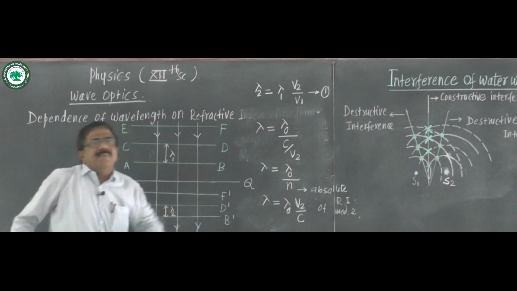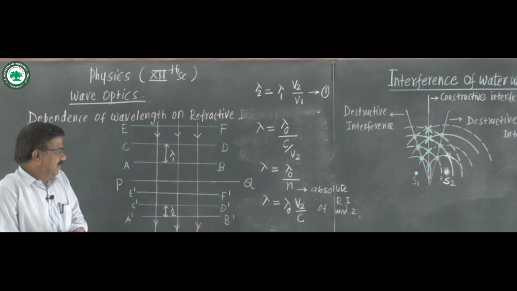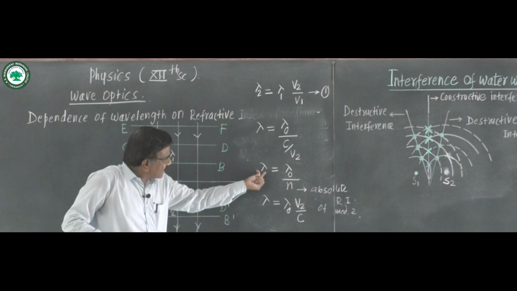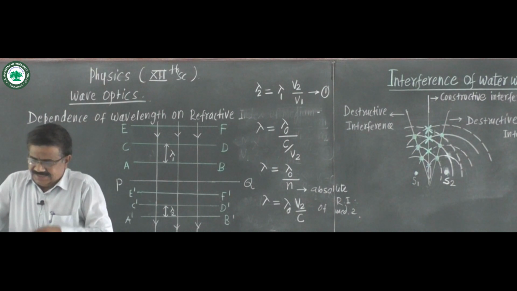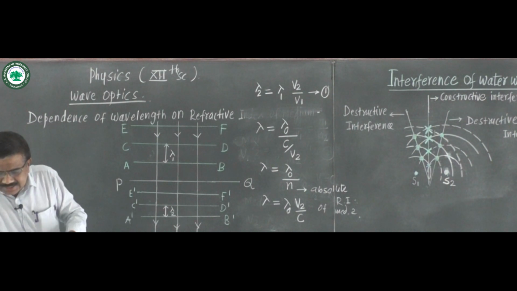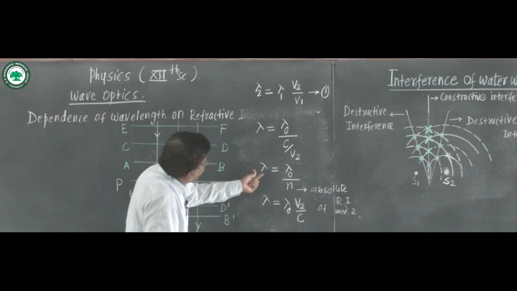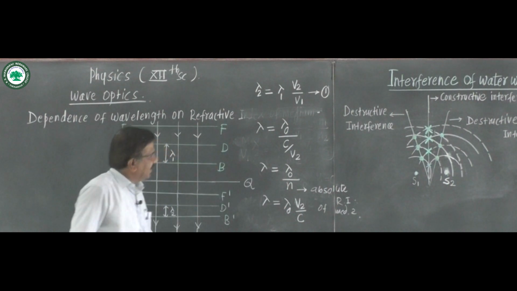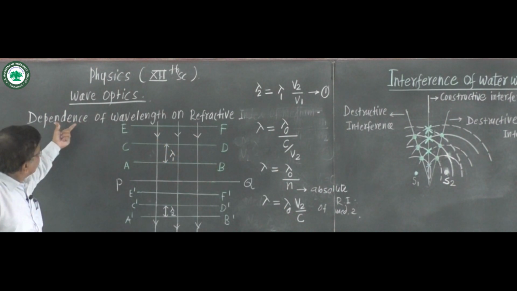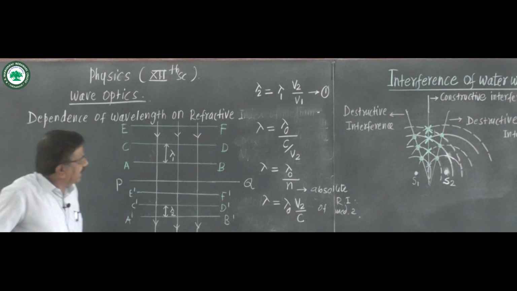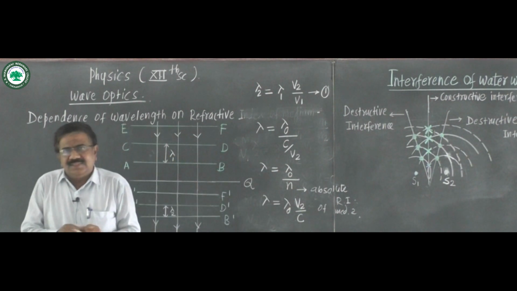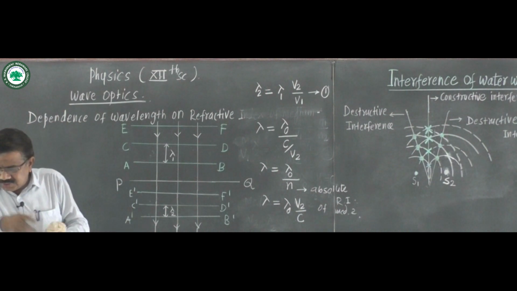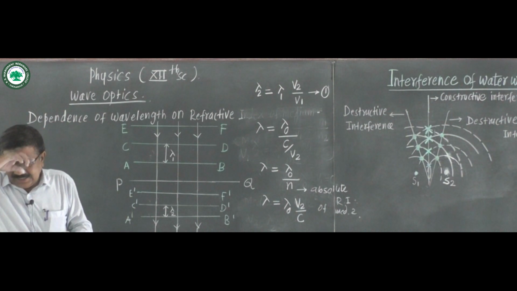Lambda is equal to lambda 0 upon n. This wavelength is inversely proportional to refractive index. That is the dependence of wavelength on refractive index.